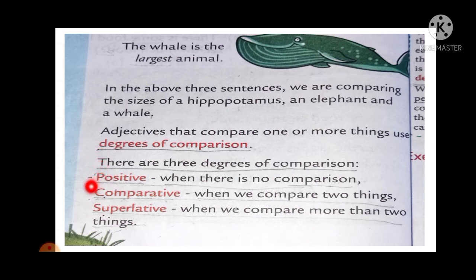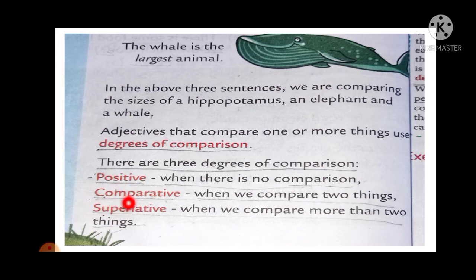Now let's see the following degrees. There are 3 degrees of comparison. How many degrees are there? 3 degrees are there. The first one is the positive degree. The next one is the comparative and the third one is superlative. So what is the positive one? Positive, when there is no comparison. When there is no comparison, we use positive degree.